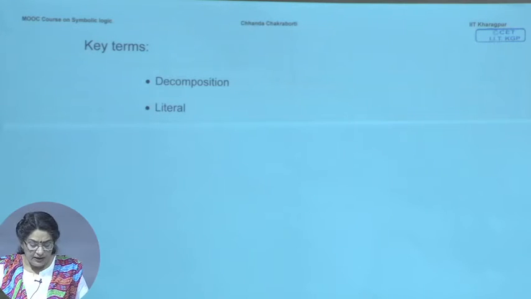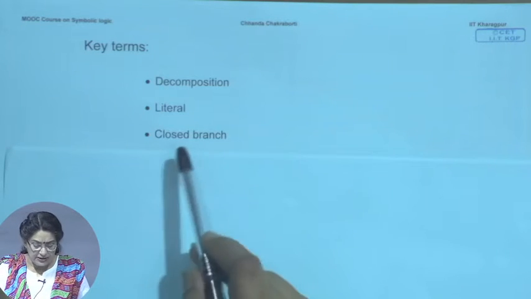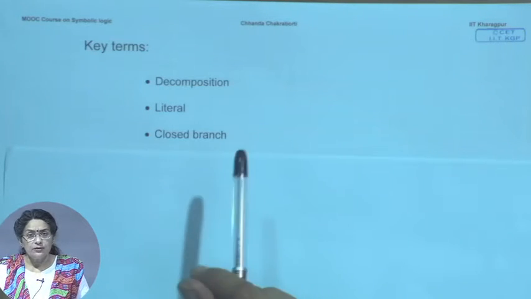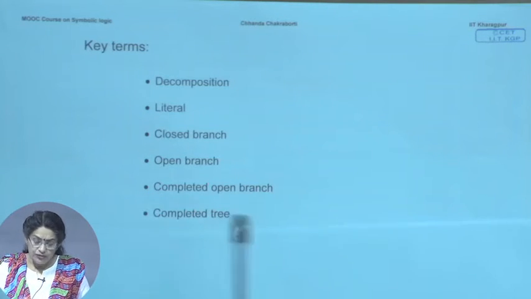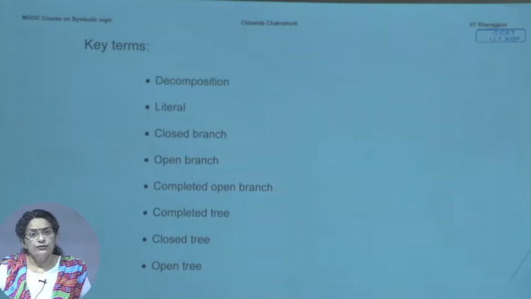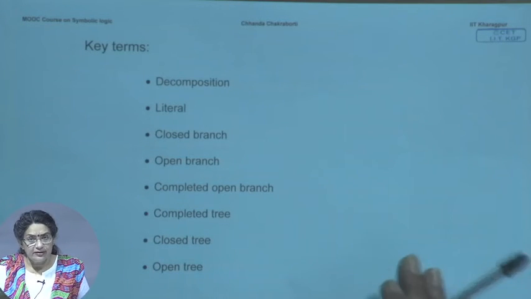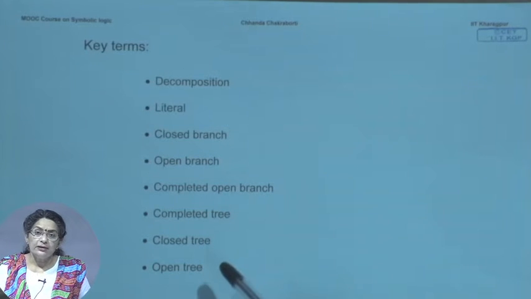So, there will be terms like decomposition, and I'll explain as we go along the processes. Just note that these are terms that you have to get acquainted with. Then there will be literals. Of course, if it is a tree, there will be branches, but there are certain things called closed branch, open branch, completed open branch, completed tree, closed tree, open tree, etc. Each of these we will visit as we go along, understand, and then see how this can be a procedure and what this tells us.